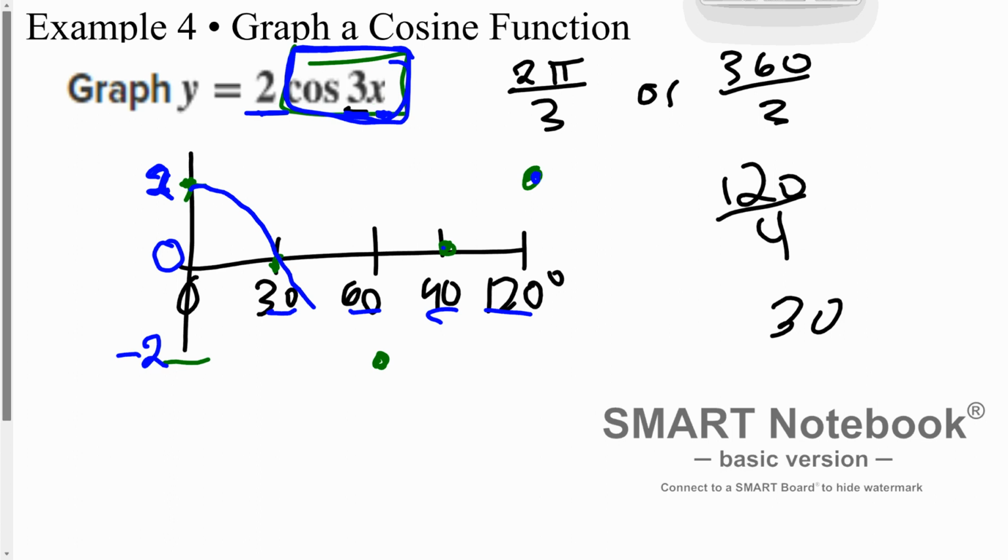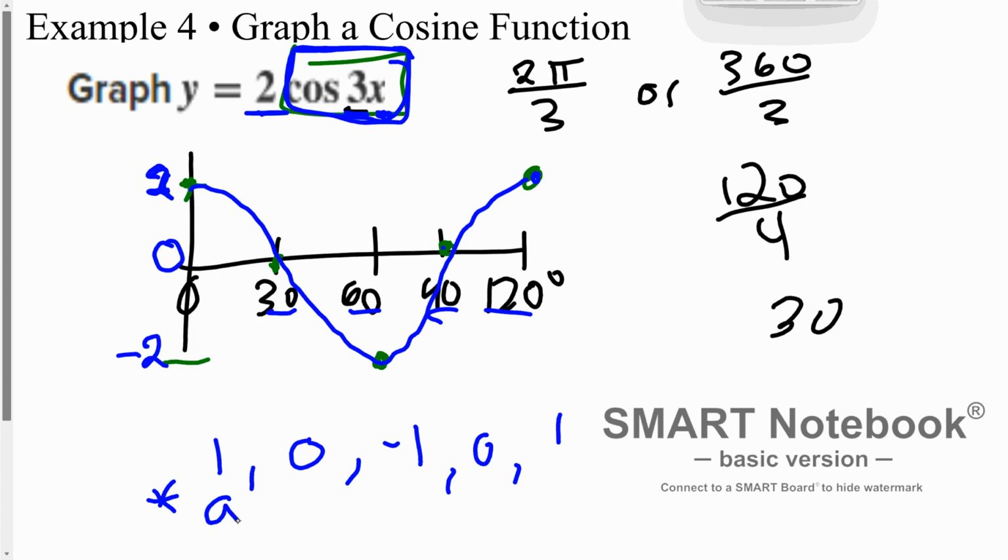So it goes, and it's curved like that, up like that. So there is my 2 cosine of 3x. That's what it looks like graphed. Okay, the y values for cosine are 1, 0, -1, back to 0, back to 1, right? And all we have to do is just multiply them by our amplitude. So we just multiply each one of those by our amplitude, and that's our new y-axis labeled.